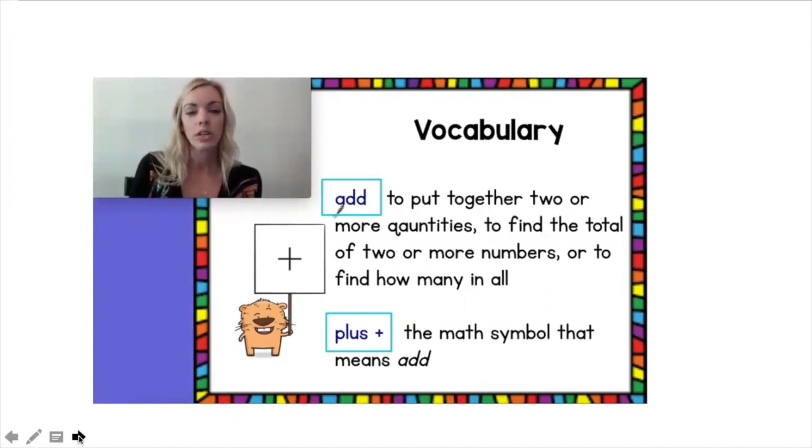So the first word that we're going to use is add. And when we add, we put groups together. It could be 2 or more groups, 2 or more quantities, to find the total, or how many in all. The plus sign is the math symbol that means add. And what you're seeing here on this sign is plus. What does plus help us do? Add.